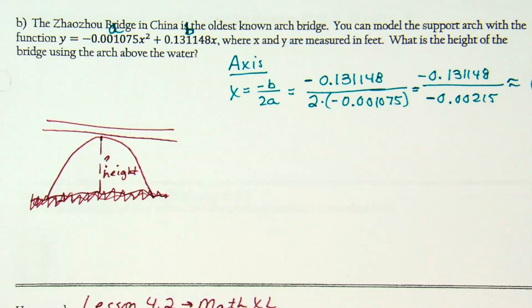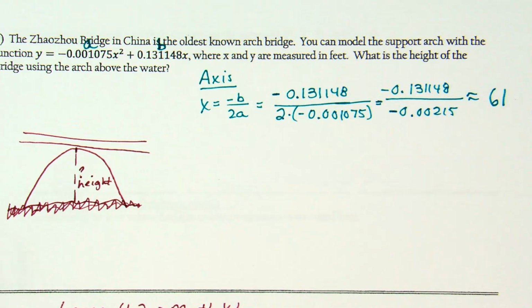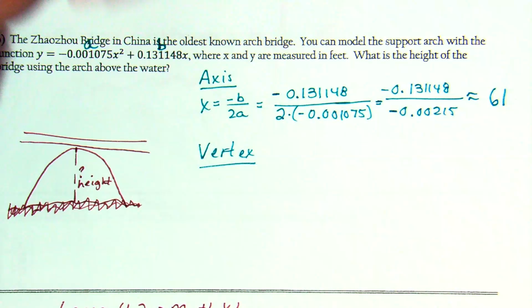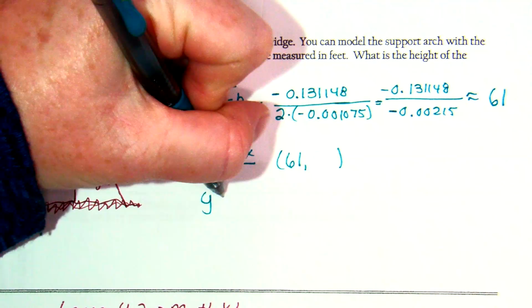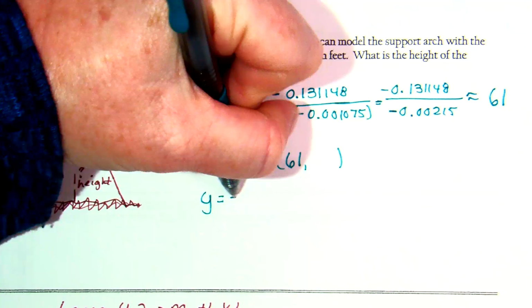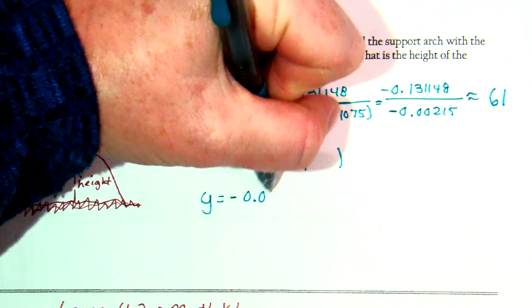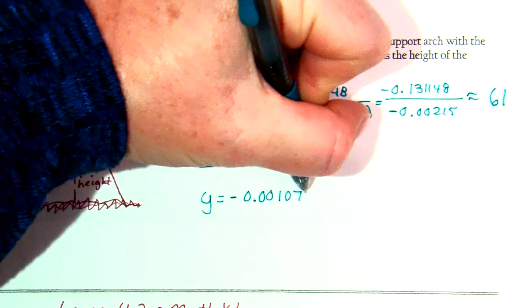Is that my max value? No, that's my h. That's my x value. I need my y value, my height. So, now we find the vertex. What do we know about the vertex? 61, comma, something. How do I find the something? Plug the 61 into that lovely equation. And this is where we are thankful you're allowed calculators.